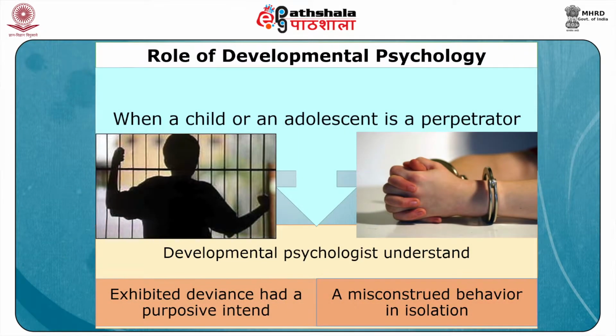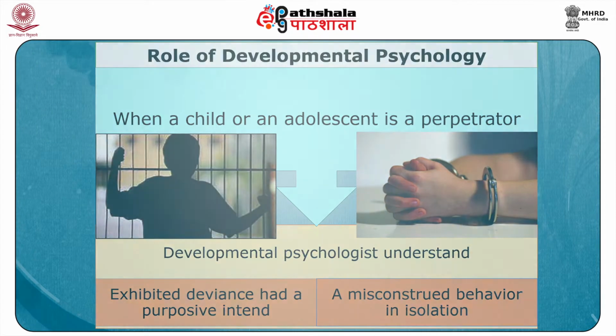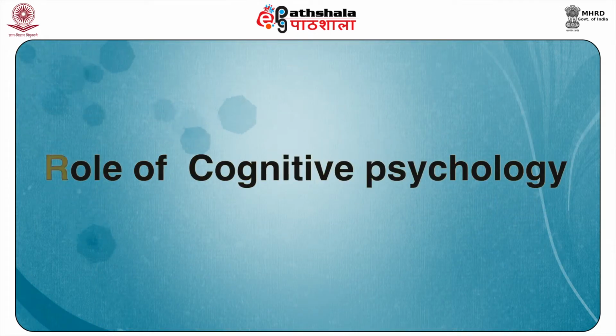When a child or an adolescent is a perpetrator, the role of a developmental psychologist becomes imperative to understand whether the exhibited deviance had a purposive intent or was a misconstrued behavior in isolation due to the absence of appropriate cognitive maturity to assess its implications. Thus, working on any legal framework in the absence of a developmental forensic psychologist would risk a minor being victimized without the intention for it, and the impact would be far-reaching as it could color the affected person's predispositions as an adult. Now, the role of cognitive psychology in forensic sciences.